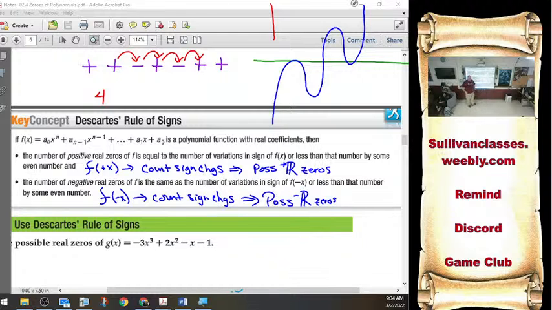How many real zeros? 1, 2, 3, 4, 5 real zeros. How many real zeros? 3. How many real zeros? Why was it 6, 4, 2, 0, 5, 3, 1? Do you remember?